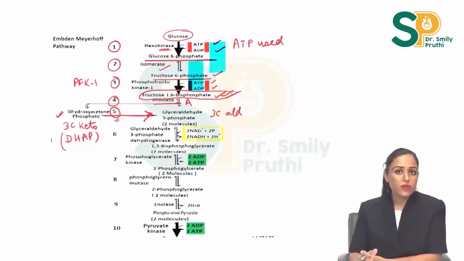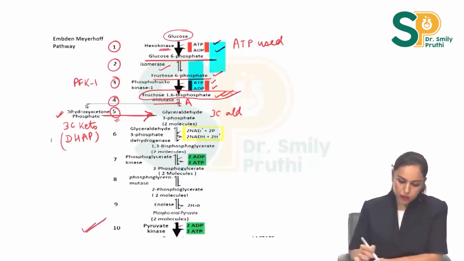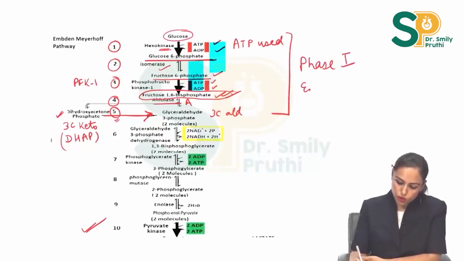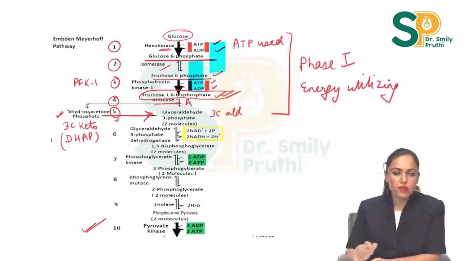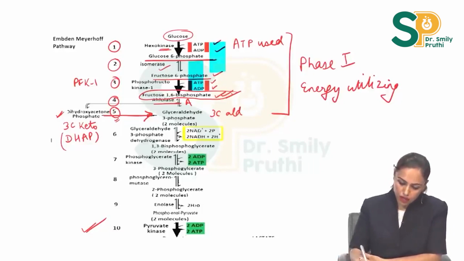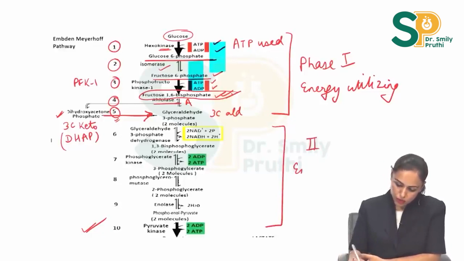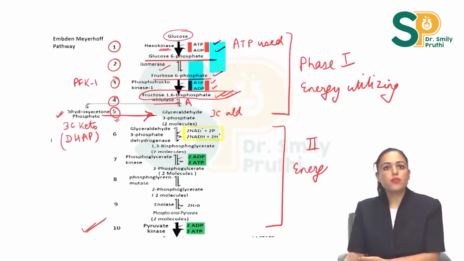Now see this glycolysis pathway as a whole. There are 10 steps in glycolysis. These first 5 steps we are done. These first 5 steps constitute phase 1 of glycolysis, also known as the energy utilizing phase, or you can say the investment of business. This is the investment of business, right? And phase 2, the next 5 steps, is the energy producing phase of glycolysis. Energy producing phase, right?